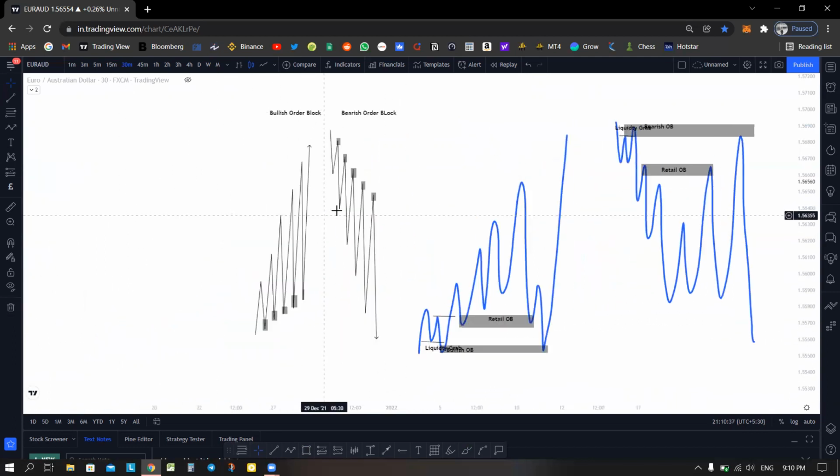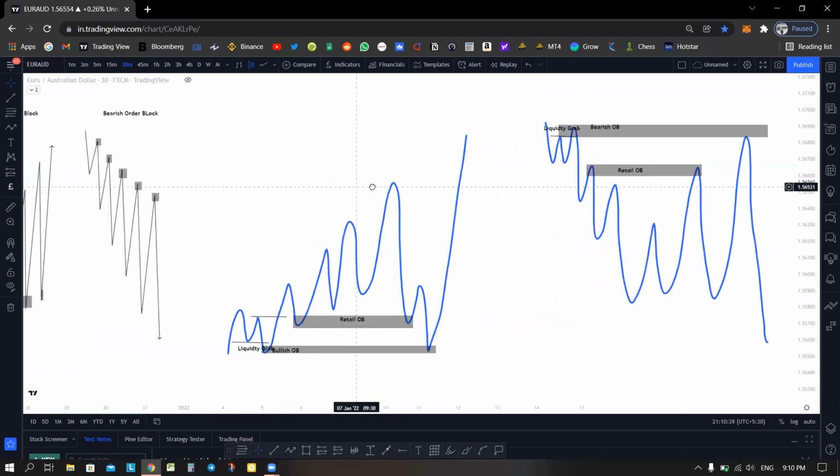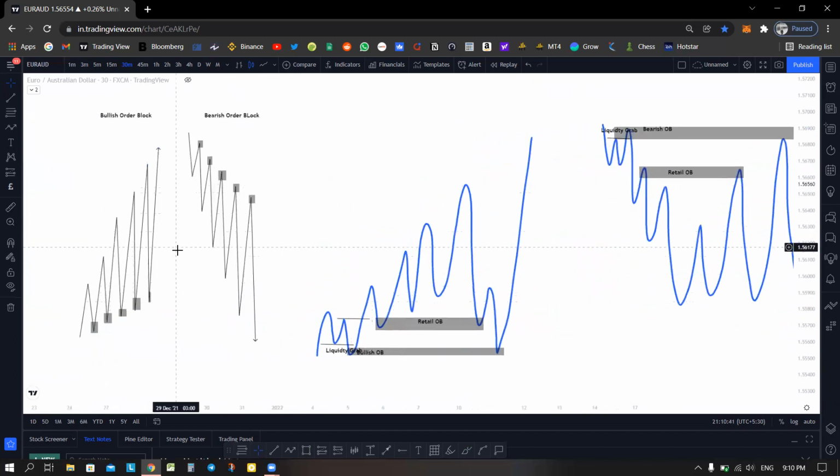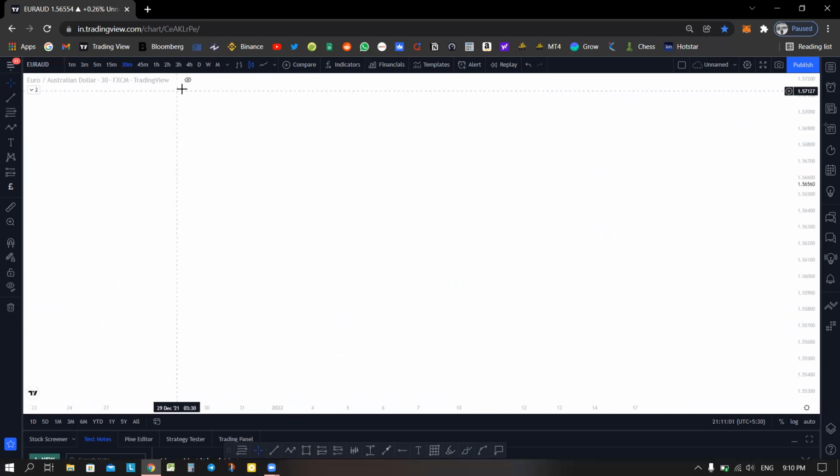So let's go on charts. As you can see, again, what exactly is an order block? The last bearish candle which is responsible for the up move is called a bullish order block, and the last bullish candle which is responsible for the down move is called a bearish order block. So let's go on charts and identify order blocks.